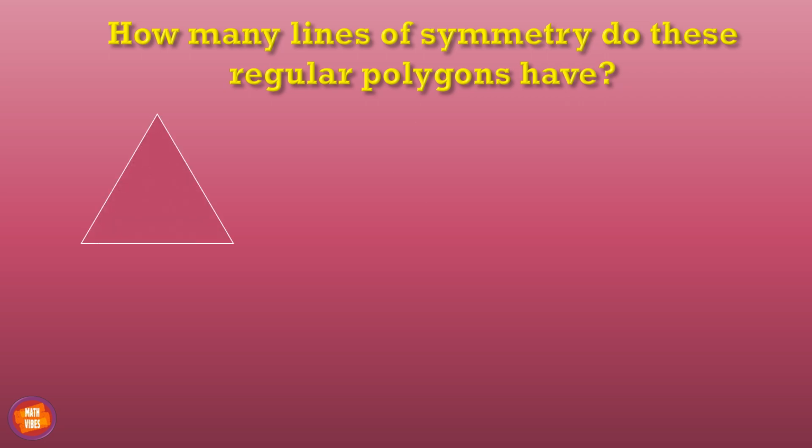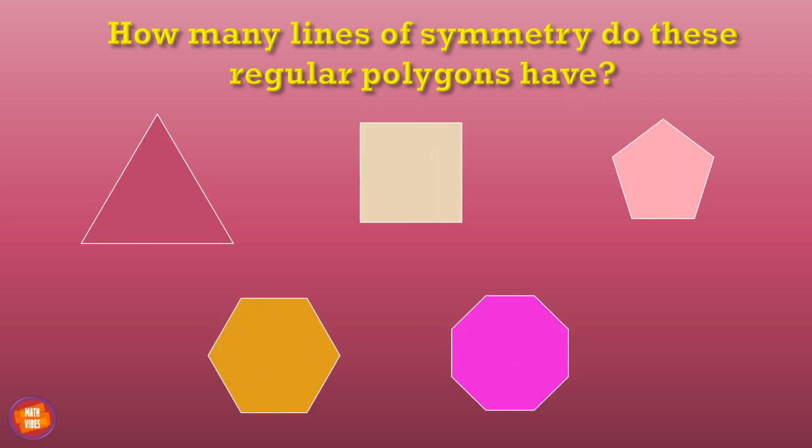So let us now learn how many lines of symmetry these regular polygons have. We have to find out how many lines of symmetry are in them. In the beginning of this video, we revised what we mean by regular polygons. So what are polygons? Closed plane figures which are made up of line segments only are called polygons. And what do you mean by regular polygons? Those polygons which are equiangular and equilateral, right? Equal number of sides and equal number of angles. So let us check out their lines of symmetry.